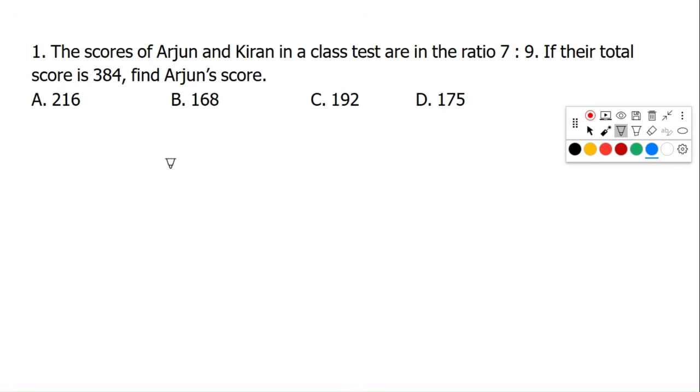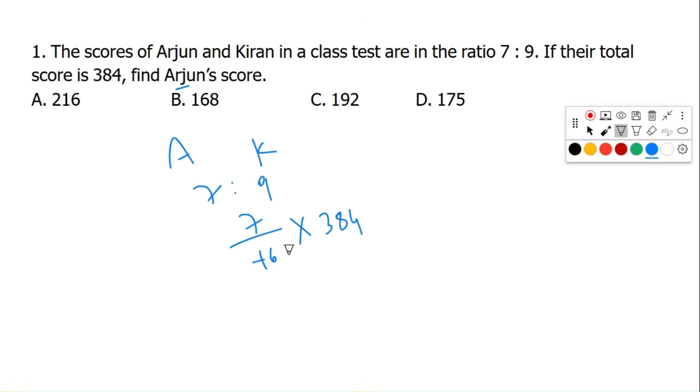So Arjun and Kiran, two people are there. As you read, you can note it down and say the ratio is 7 is to 9. If their total score is 384, find Arjun's score. So you are focusing on Arjun. Out of every 16 parts, Arjun is getting how many parts? The first one, that is 7 parts.